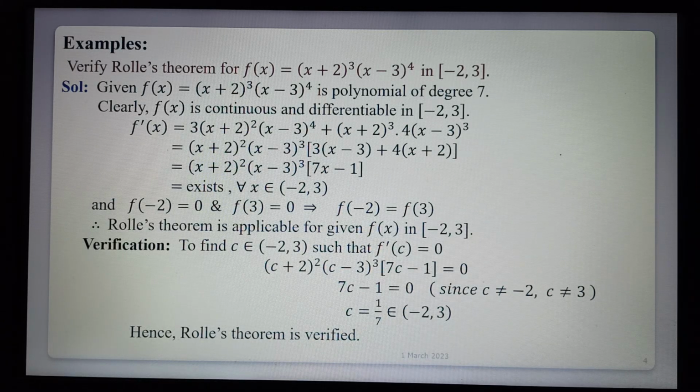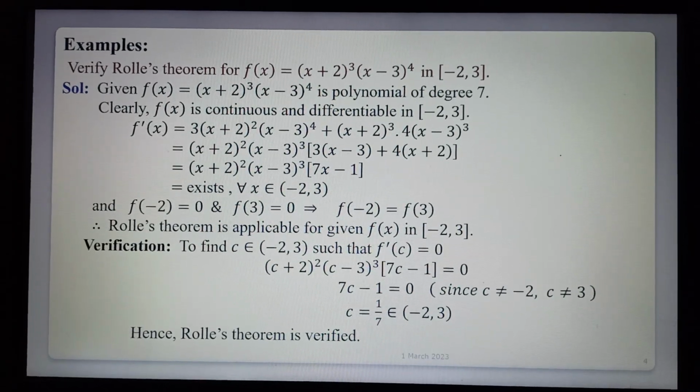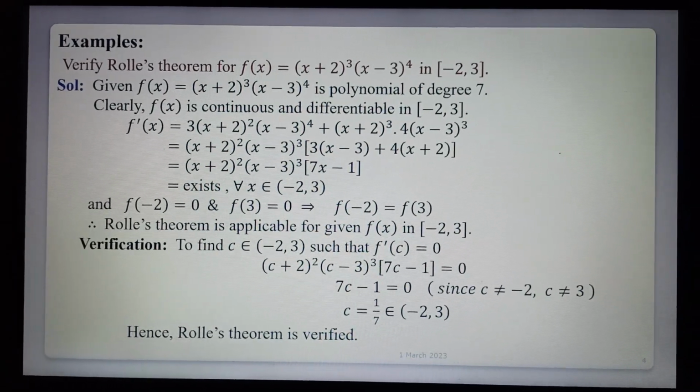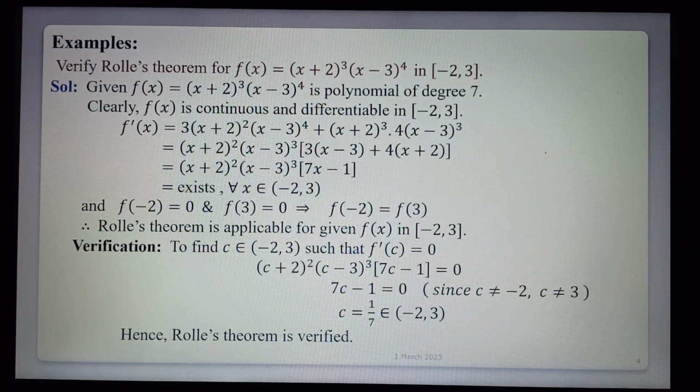Okay, clear, understood? See the next example here.